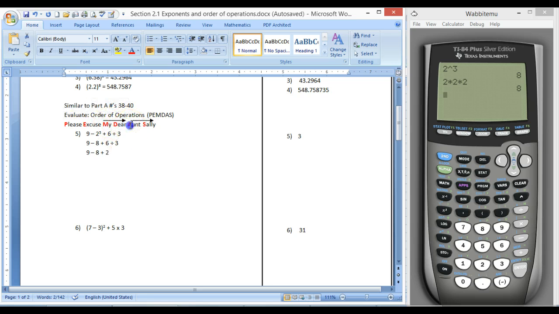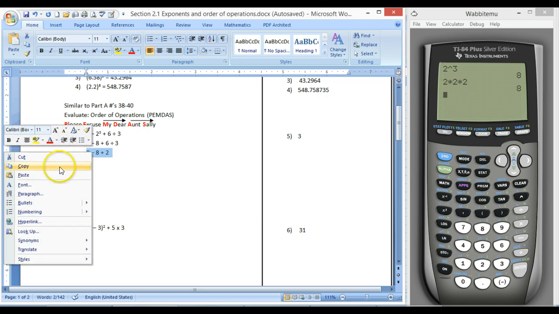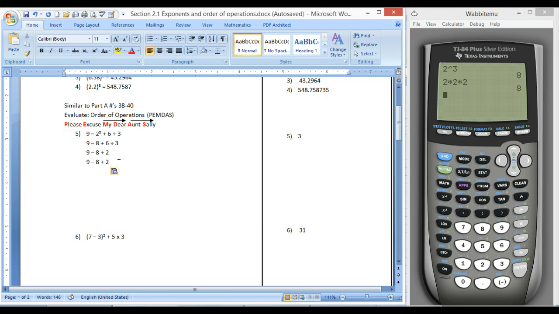I'm going to move to the next step, which is adding and subtracting, or Aunt Sally, from left to right. Okay, so I'm going to copy this and bring it down to show each of my steps. Okay, so from left to right, I'm going to start over here. The first one I've run into is a subtraction sign. So I need to replace my 9 minus 8, which is 1. And I like to keep these kind of lined up. There we go. So the addition signs are all lined up as well.